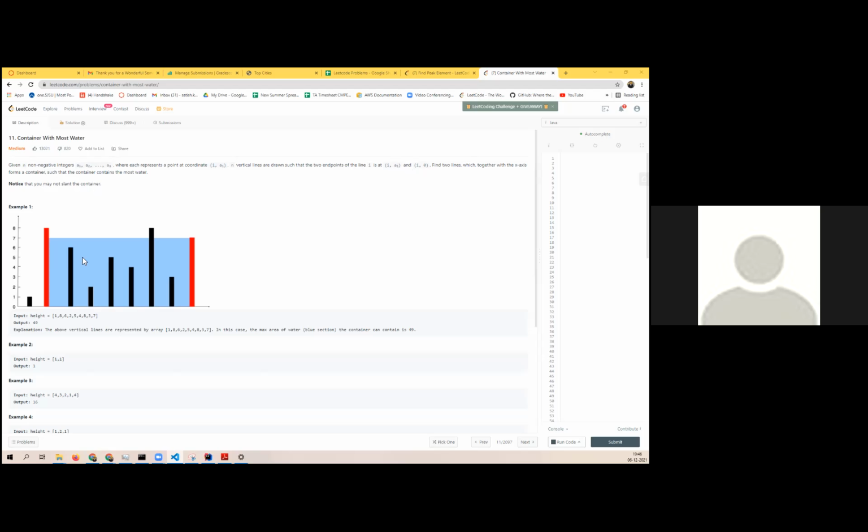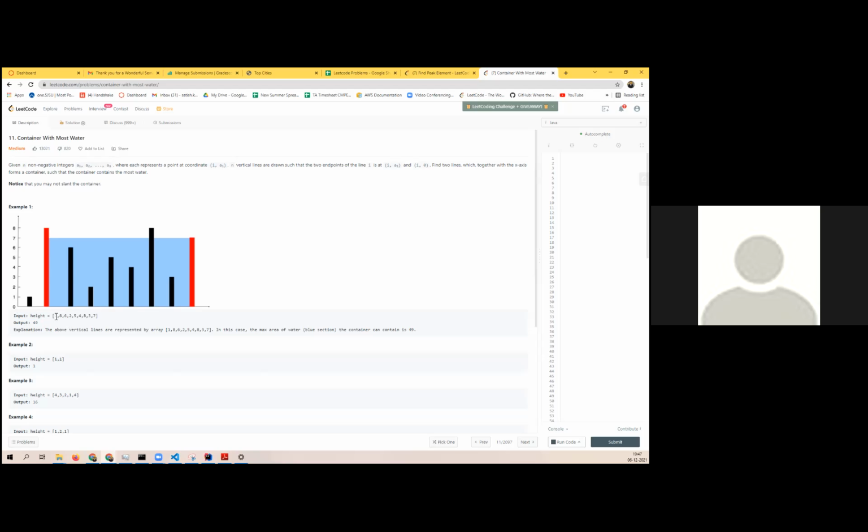Let me try to explain what they are asking. They have given us one array, and the value of each element represents the height of a bar. If the first element is 1, our first bar has a height of 1. You can see this black one is a height of 1. Then the second element is 8, which indicates the second bar has a height of 8. Then the third element is 6, so we have a bar of height 6.